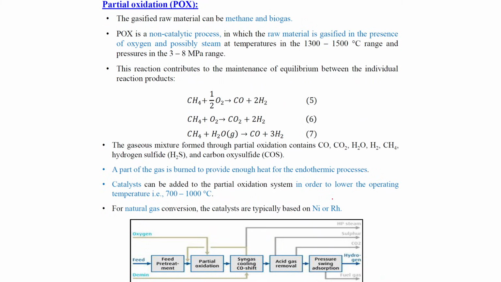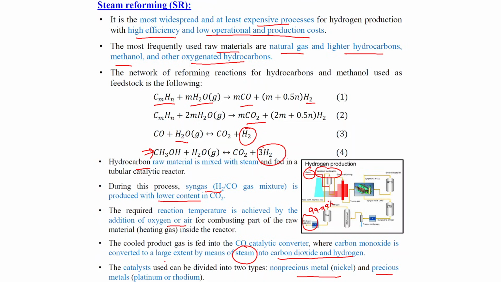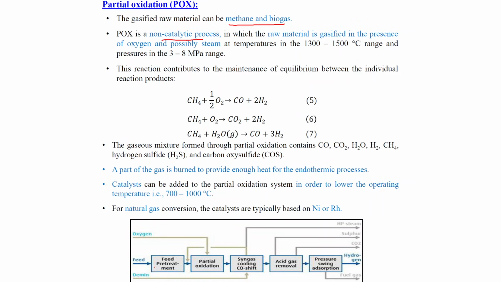Here in partial oxidation, the raw material is basically methane or biogas. Partial oxidation is a non-catalytic process. In the last procedure, that is the steam reforming, we use catalyst, but here no catalyst will be used. It is a non-catalytic process in which raw material is gasified in the presence of oxygen and possibly steam, but less amount of oxygen, so that partial oxidation takes place. So this raw material methane is gasified in the presence of oxygen and steam at a higher temperature, at a temperature range of 1300 to 1500 degrees C and pressure of 3 to 8 megapascal.